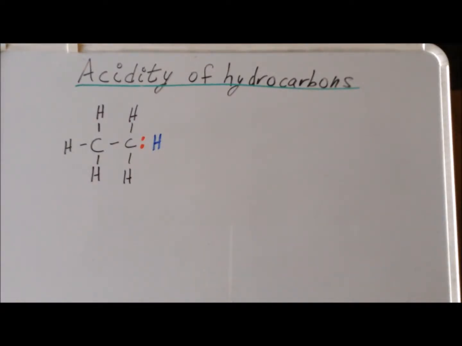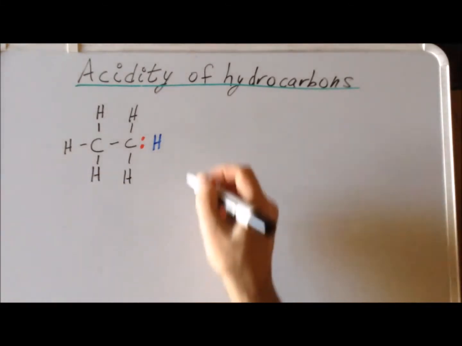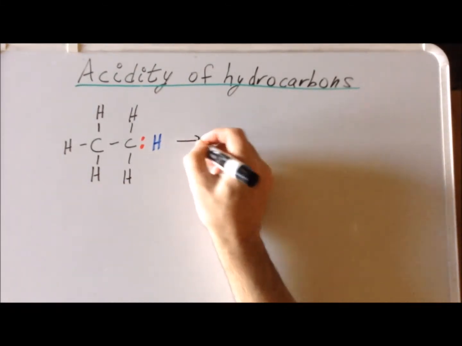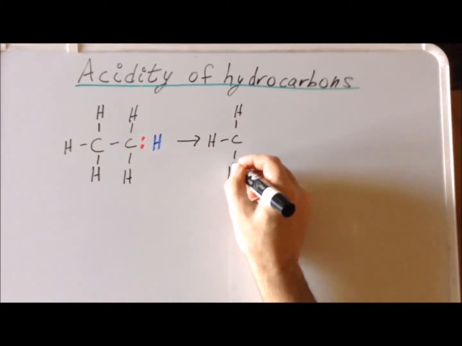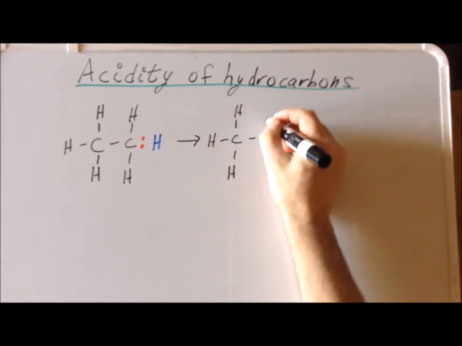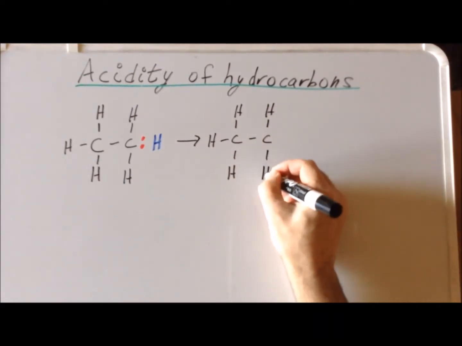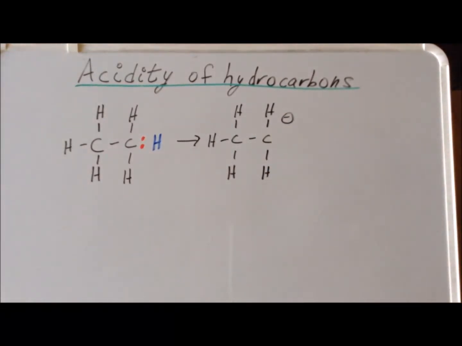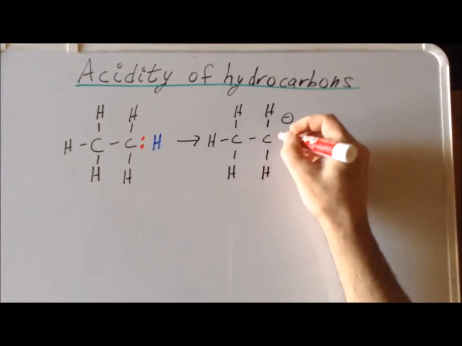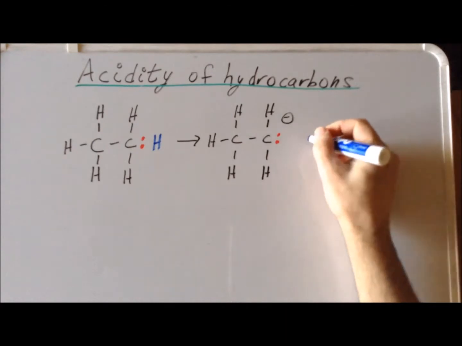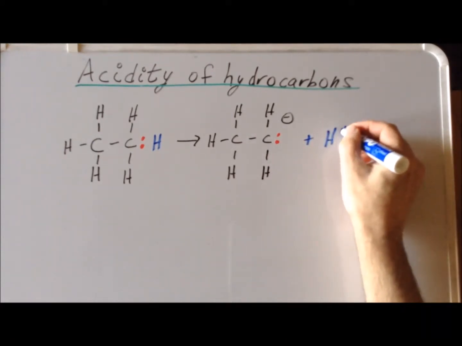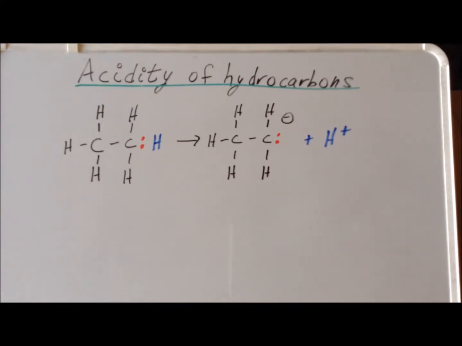The next alkane in the series is ethane, which has this structure. When it acts as an acid, it gives up a proton and leaves behind the ethyl anion as the conjugate base, plus a proton. Here we're emphasizing this particular lone pair by drawing the Lewis dots and drawing them in red.